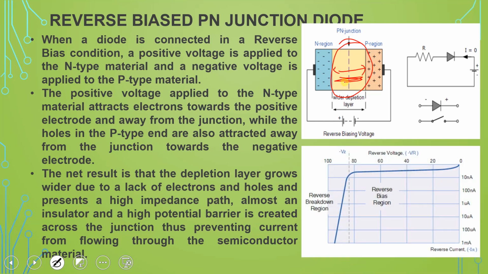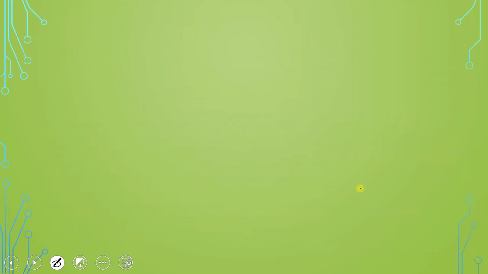This is the graph for the reverse bias. This reverse breakdown voltage I will discuss later on. Here almost zero current is flowing, and this is called the reverse biased region. The reverse current is denoted by IR and the voltage is VR.